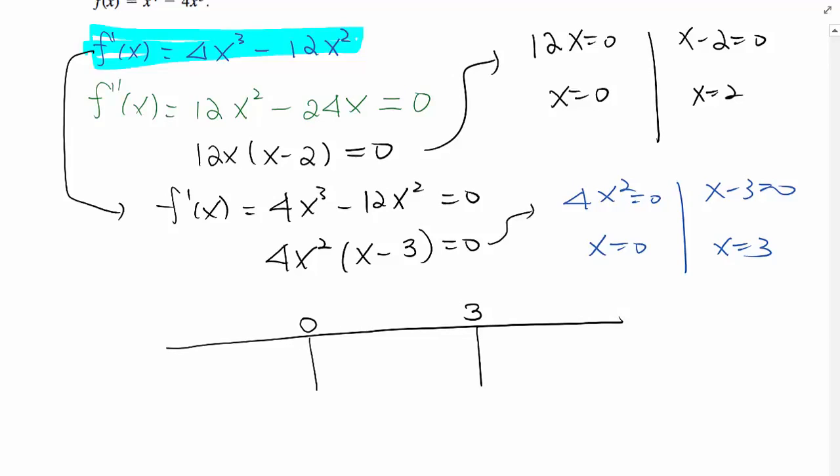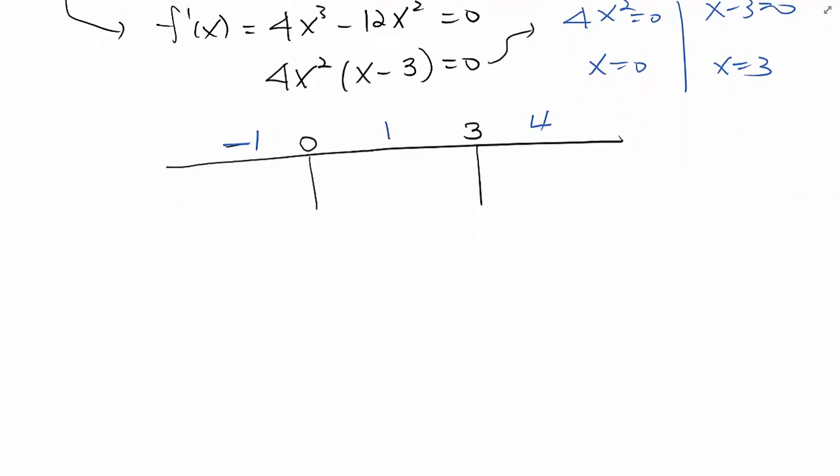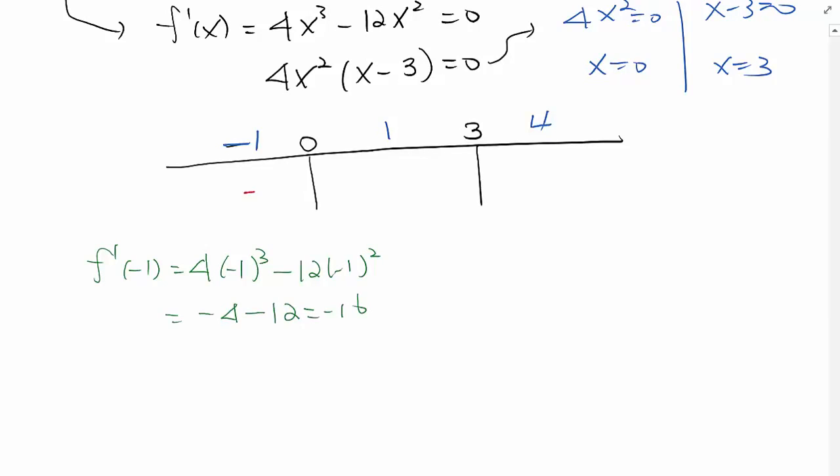Okay. So I'm going to choose a few testing values. Left side of 0, maybe negative 1. Between 0 and 3, maybe 1, and then 4. Now I'm going to plug those values into the f prime function. So f prime of negative 1 means 4 times negative 1 cubed minus 12 times negative 1 squared, which means negative 4 minus 12, which means negative 16. So this interval is negative.